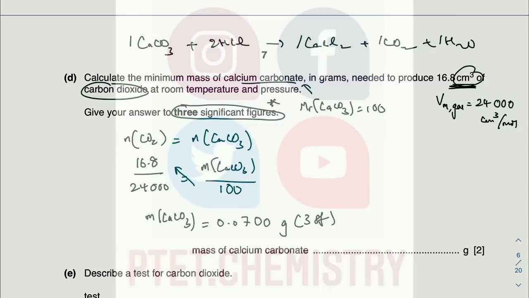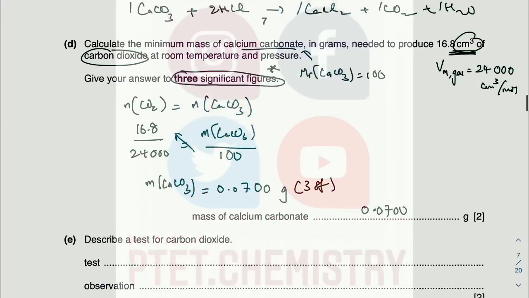This is a very simple mark that you shouldn't lose, because a simple mistake like that is going to make you drop that 1 mark. It means you're not careful in reading the question. You don't know the idea of significant figures.